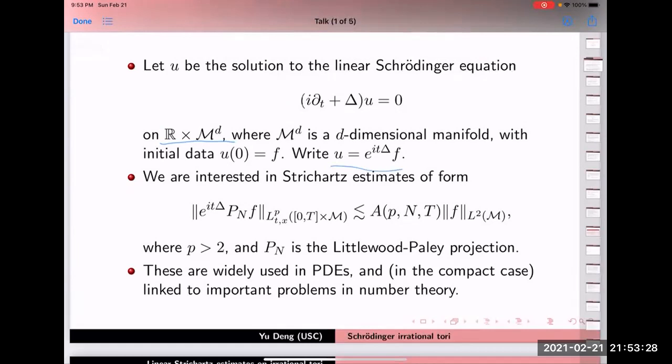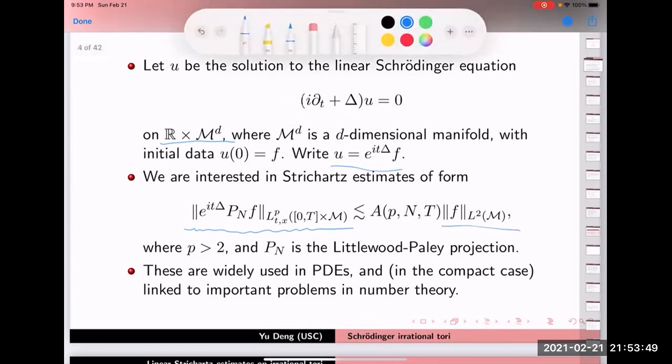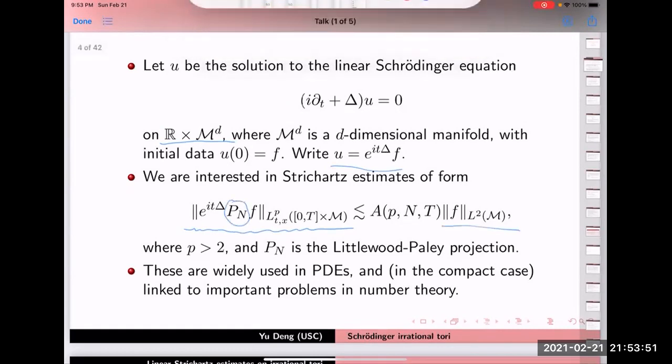And we're interested in the so-called Strichartz estimates, where we estimate the LP norm of this linear evolution in space-time, for some finite or infinite time interval. I want to know how we can control this particular quantity by the L2 norm of f. We assume here that f has essentially frequency less than or equal to N, with the projection P_N, so it's a frequency localized function in L2. I want to estimate the LP norm of the linear Schrodinger evolution.